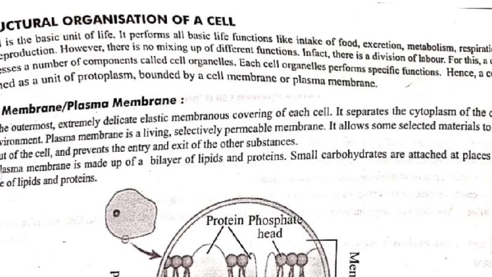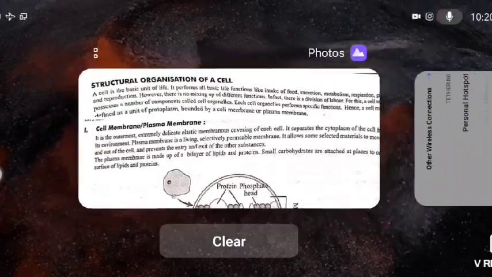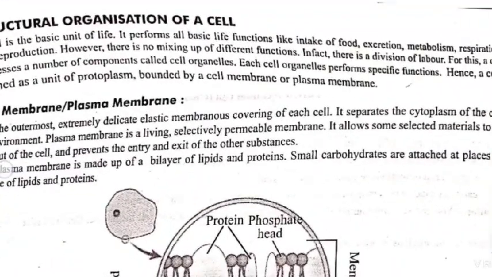Structural organization of a cell. A cell is the basic unit of life. It performs all the basic life functions like intake of food, excretion, metabolism, respiration, growth and reproduction. However, there is no mixing up of different functions. In fact, there is a division of labor.